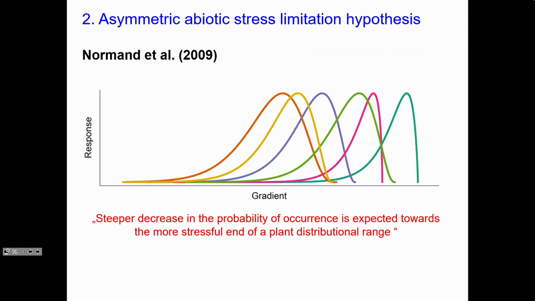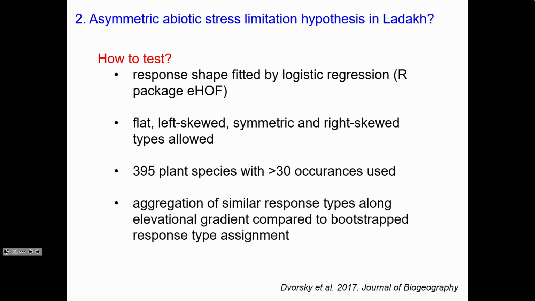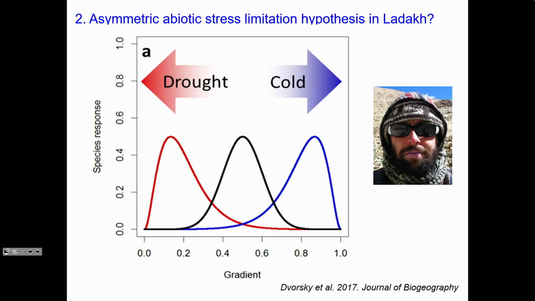So we tested that, and we were also interested if we can find a certain elevation where species with asymmetric niches may concentrate. If there is some aggregation of, for instance, upper elevation limits over short distances, that would indicate a transition from one biome to another. So we fitted almost 400 species with enough occurrences in our database with logistic regression, and categorized them based on the response into flat, left-skewed, symmetric, and right-skewed types. And we expected the aggregation of species with asymmetric niches both towards the drier, lower elevation and towards the colder upper elevation, and species with a symmetric distribution to be somewhere in between.